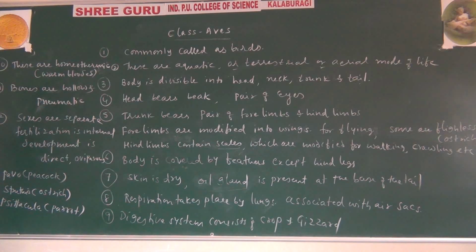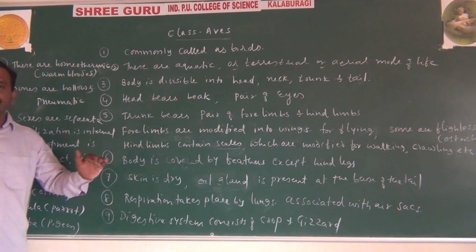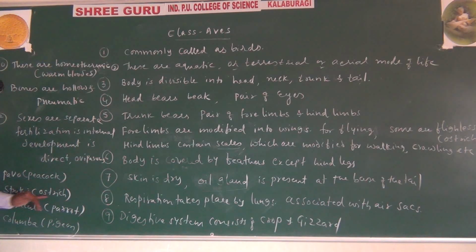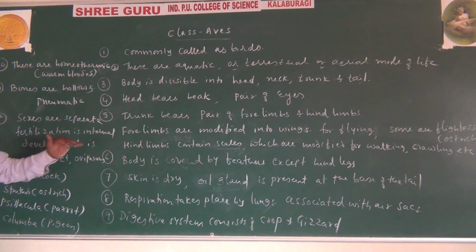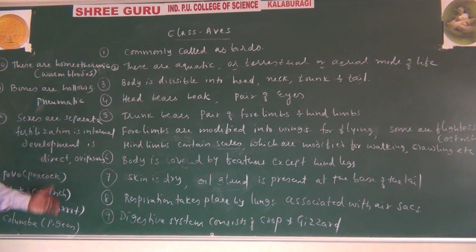So like this, there are so many examples. Columba, the pigeon. We can see that different examples are found, such as Struthio, ostrich, peacock and others. Corvus, the crow. These are the examples we have seen in the textbook. You can see the examples, which are important in the examination. You just have to remember the examples.